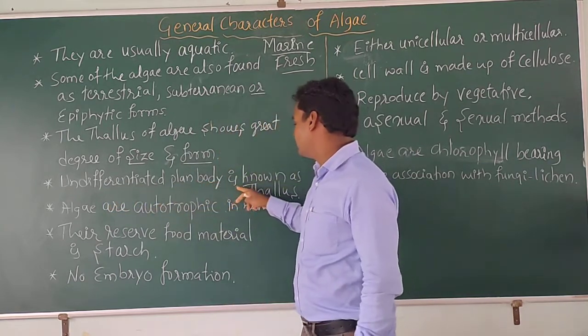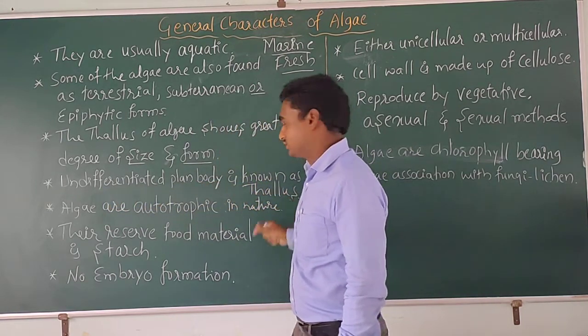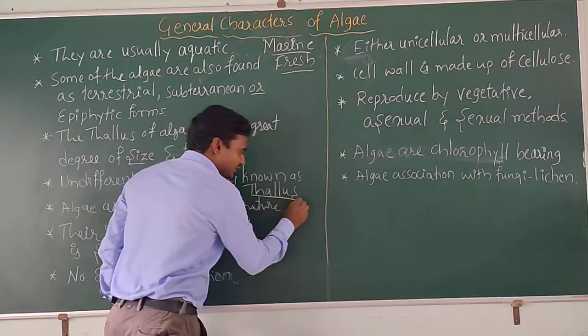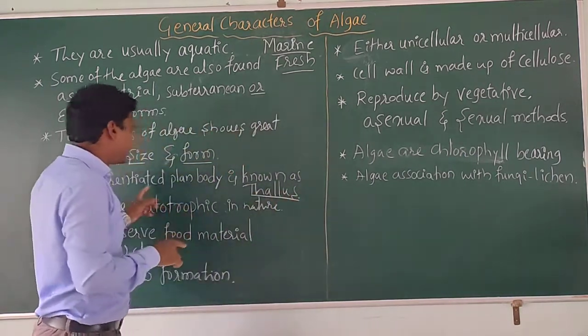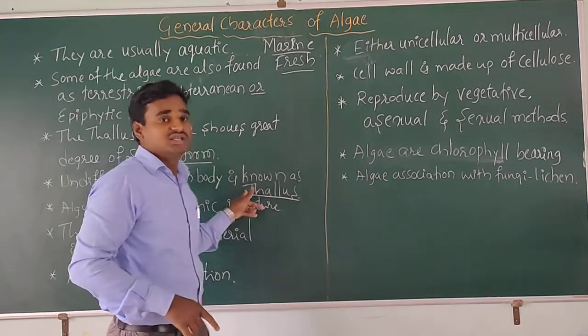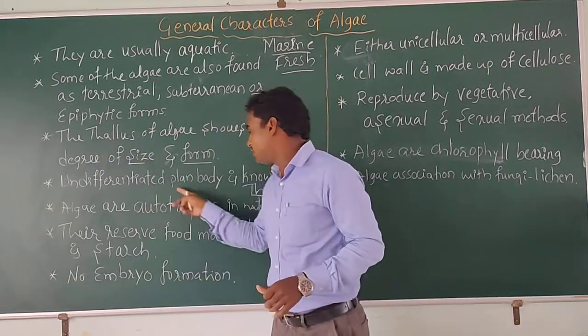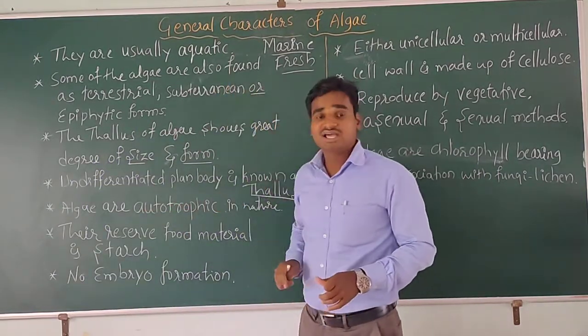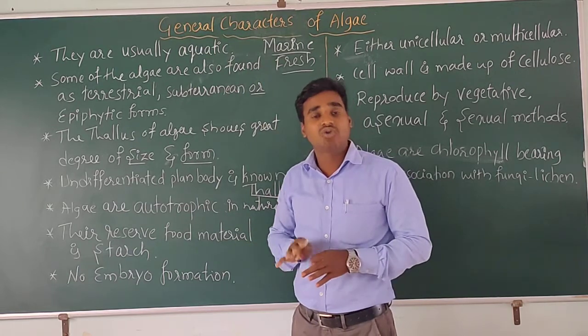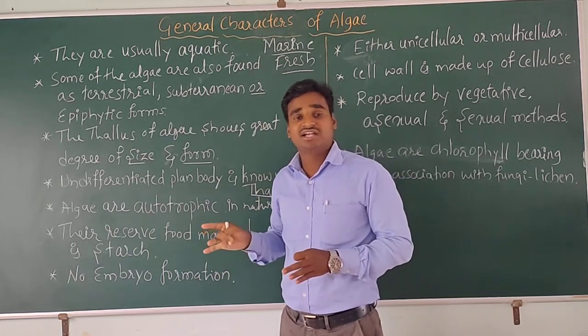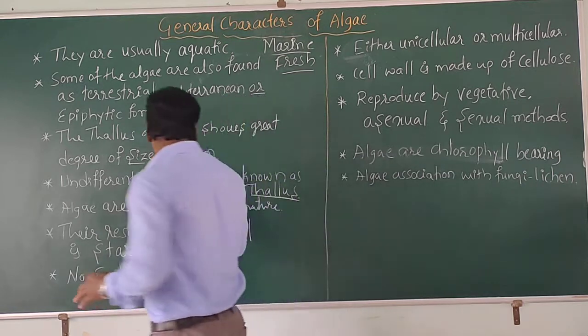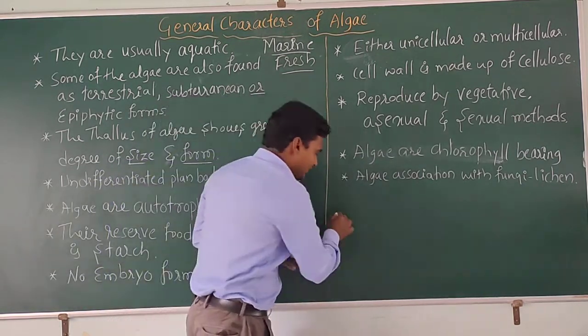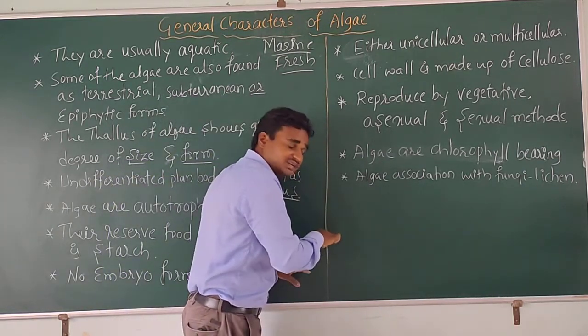Undifferentiated plant body is known as thallus. Thallus definition: undifferentiated plant body is known as thallus. Algae are thalloid bodies or thallophytes. Thallus is undifferentiated, which means three parts are absent in the algae. What are absent?